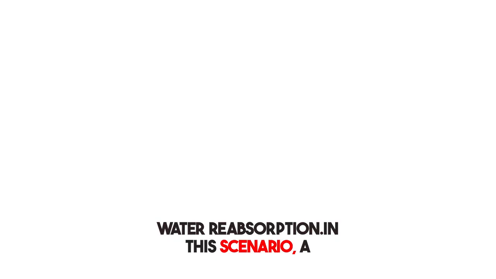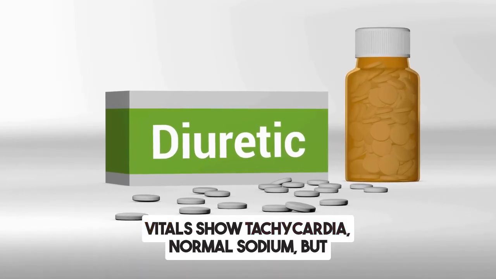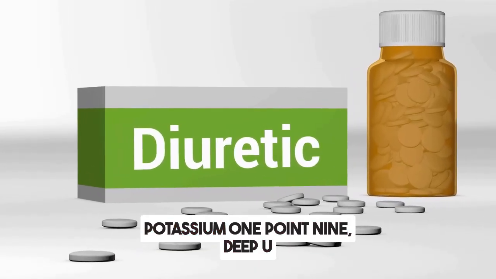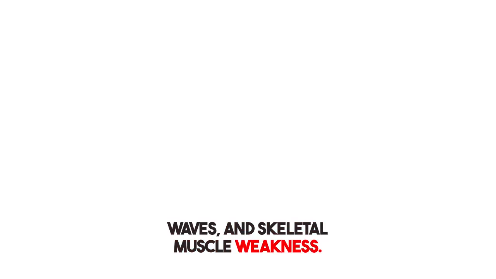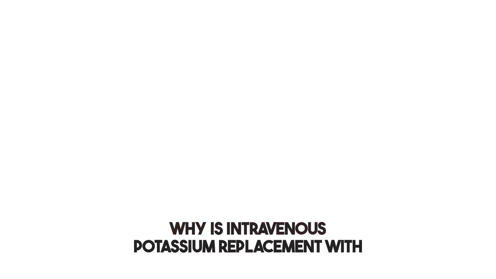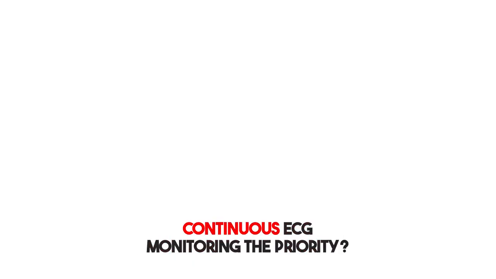In this scenario, a marathon runner collapses. Vitals show tachycardia, normal sodium, but potassium 1.9, deep U waves, and skeletal muscle weakness. Why is intravenous potassium replacement with continuous ECG monitoring the priority?